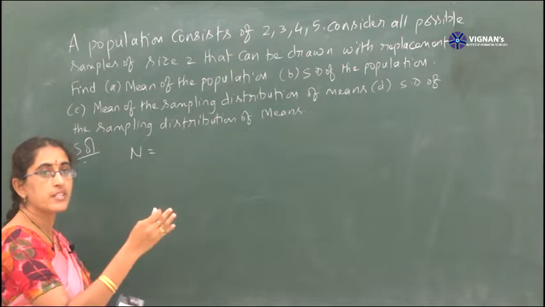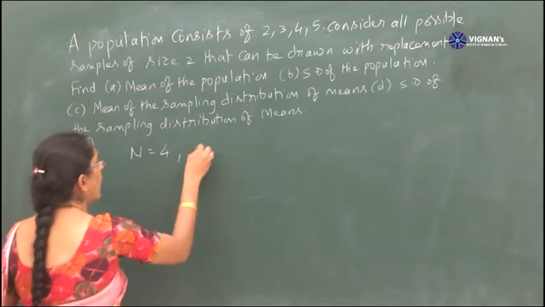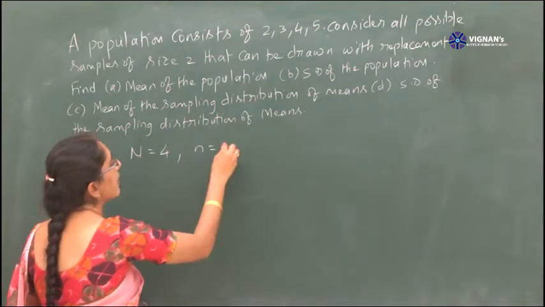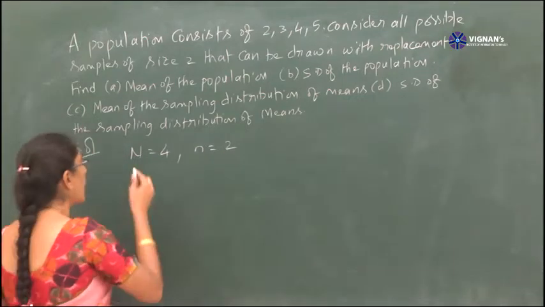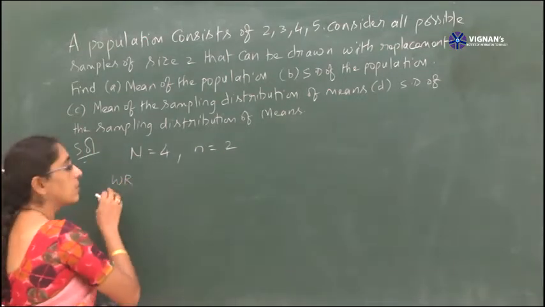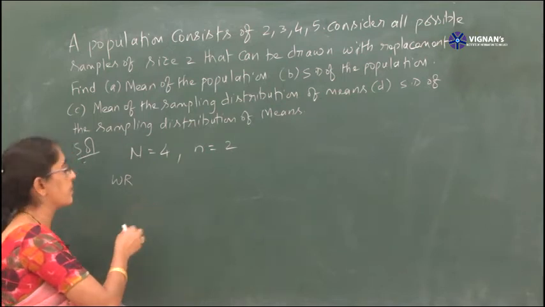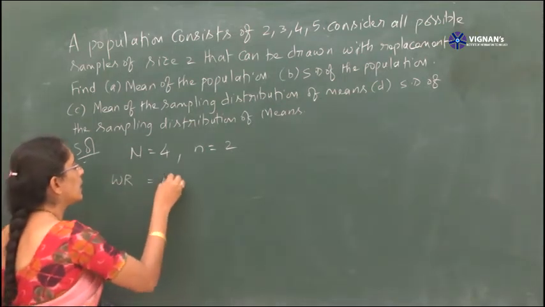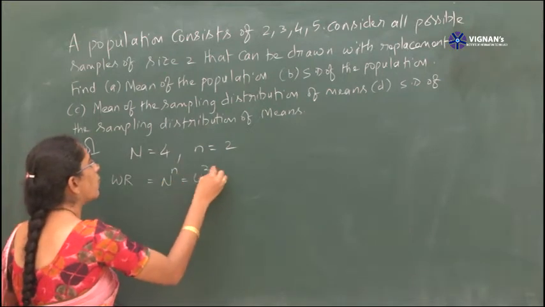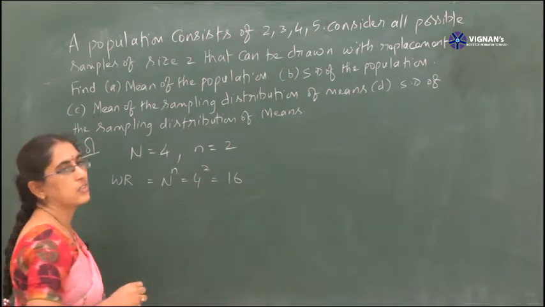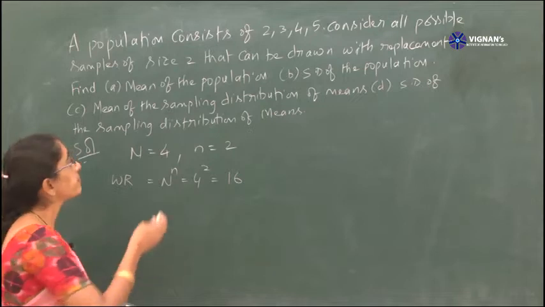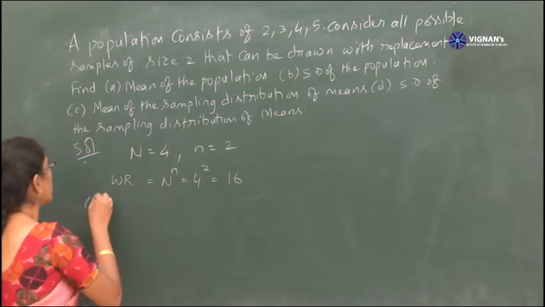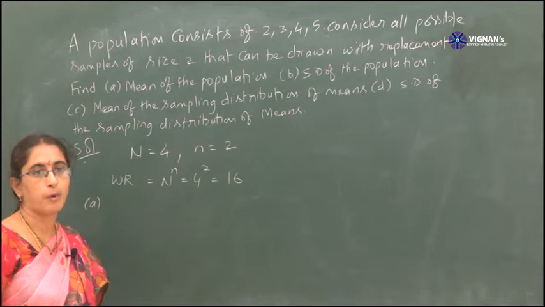The number of elements in the population is 4 and the sample size is clearly given as 2. They are asking with replacement. WR means with replacement. So we can draw the samples with replacement from the population in capital N power small n, that is 4 square equal to 16 samples. Now the first part is to find the mean of the population.